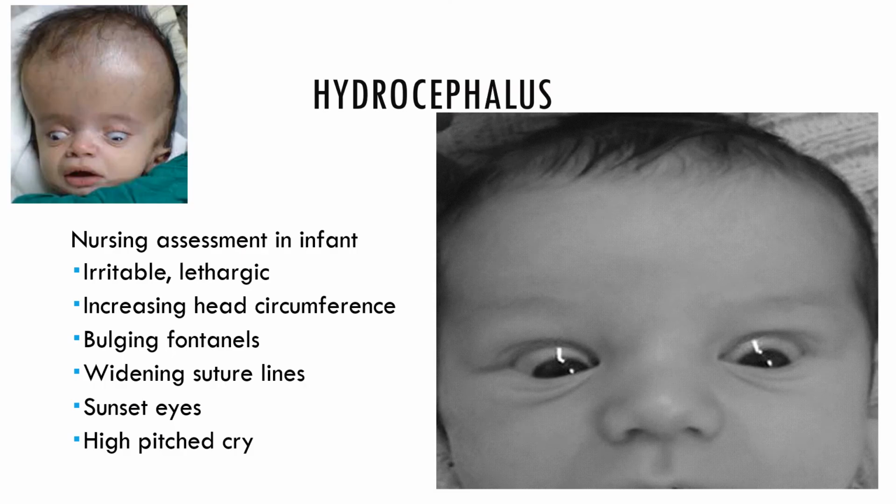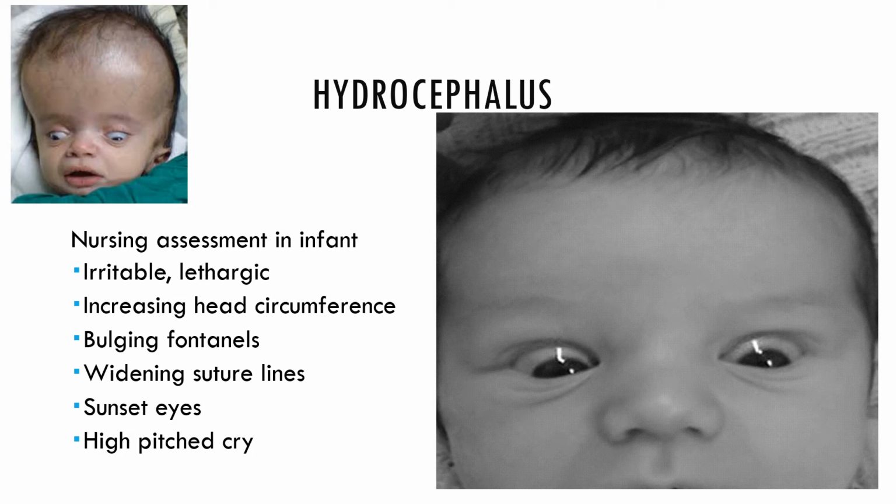So what are these infants going to look like when they have hydrocephalus? You're going to see they're going to be irritable and lethargic. They're going to have an increased head circumference, bulging fontanelles, and widening suture lines. They will have sunset eyes.